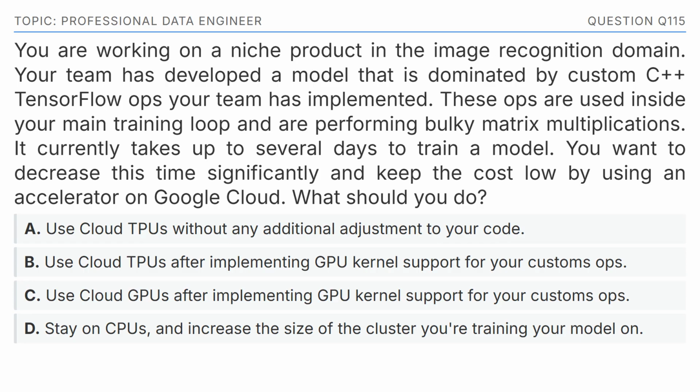What should you do? The options are: Option A, use Cloud TPUs without any additional adjustment to your code. Option B, use Cloud TPUs after implementing GPU kernel support for your custom ops. Option C, use Cloud GPUs after implementing GPU kernel support for your custom ops. Option D, stay on CPUs and increase the size of the cluster you're training your model on.